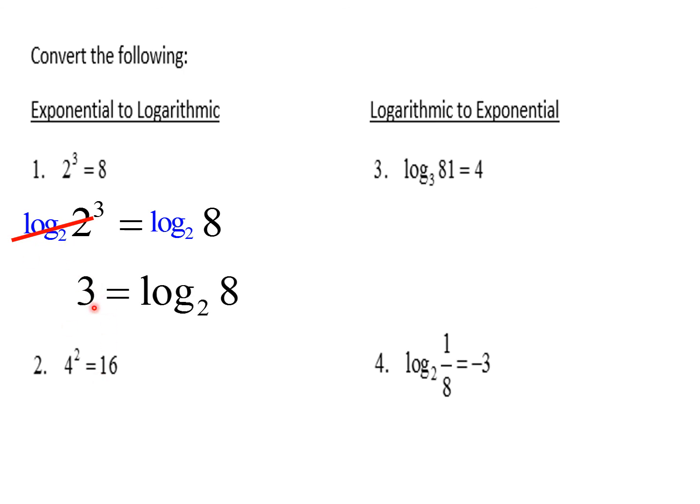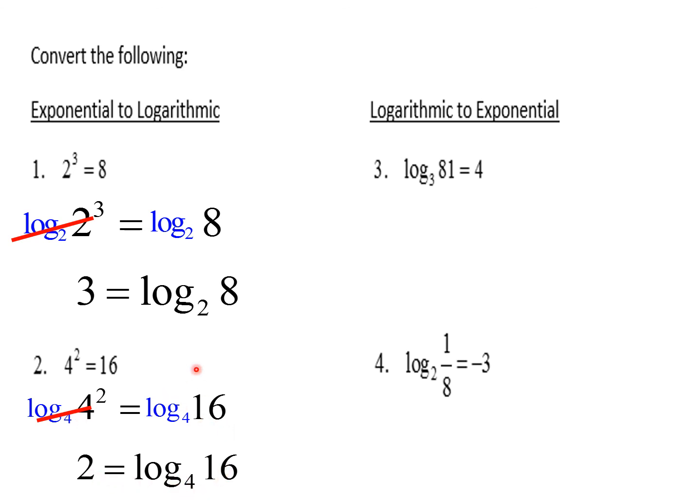So now what do we have? 3 is equal to log base 2 of 8. What did we just do? We converted from exponential to logarithmic. Number 2, we're going to go from exponential to logarithmic. 4 to the second power is equal to 16. Since the base is 4, we're going to introduce log 4 on each side. What happens if we have a base and it is log base 4 of 4? You got it. It's going to cancel out and we get 2 equals log base 4 of 16.